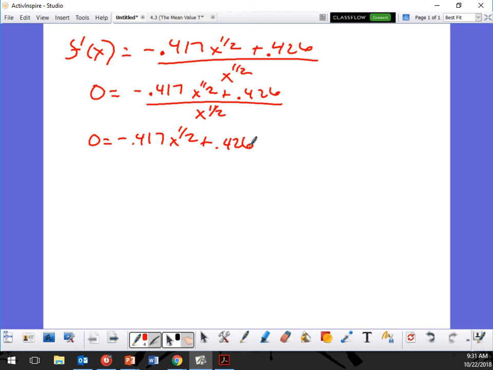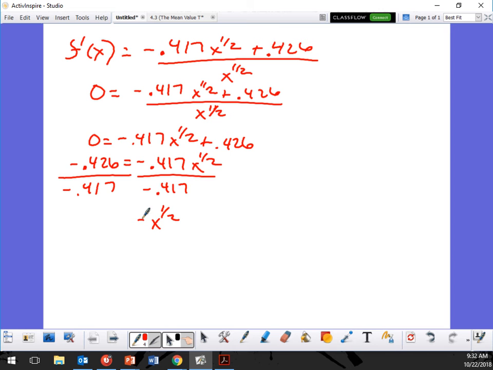Okay, move that over to the other side, so it's going to give me what? Negative 0.426 equals negative 0.417 x to the 1/2. Divide both sides by negative 0.417. So it's going to be x to the 1/2 is equal to whatever you get there. You get something there, right? 1.022.